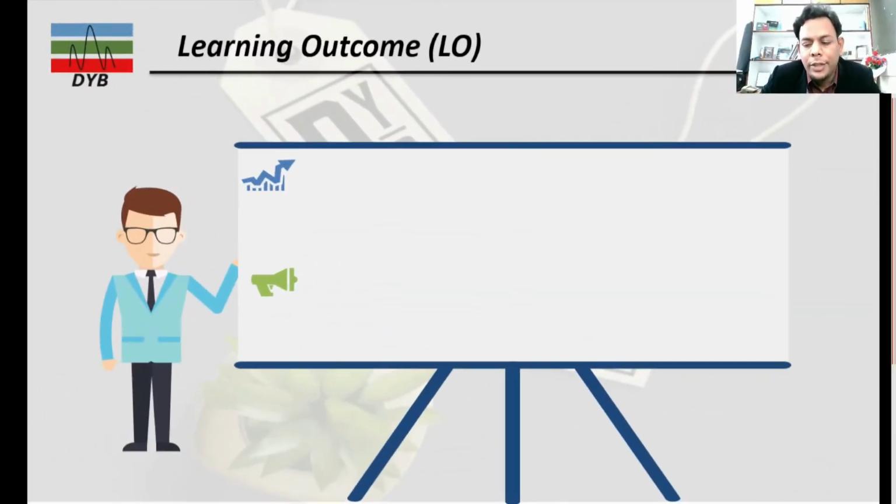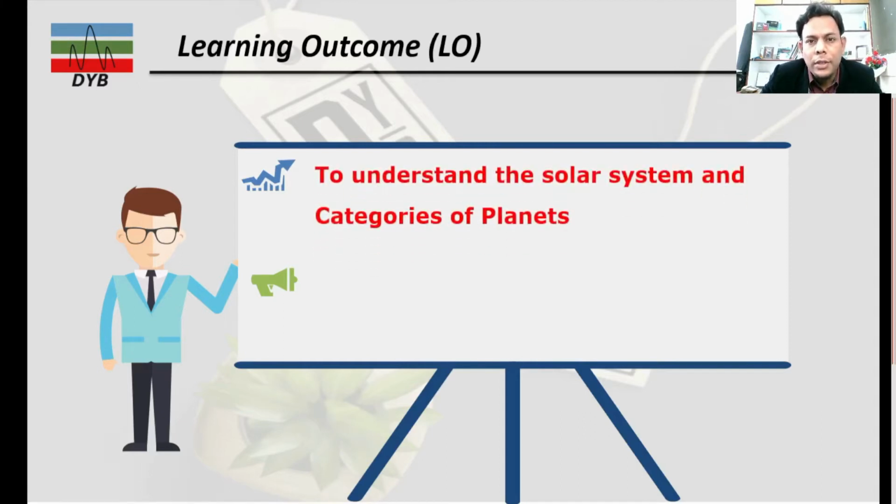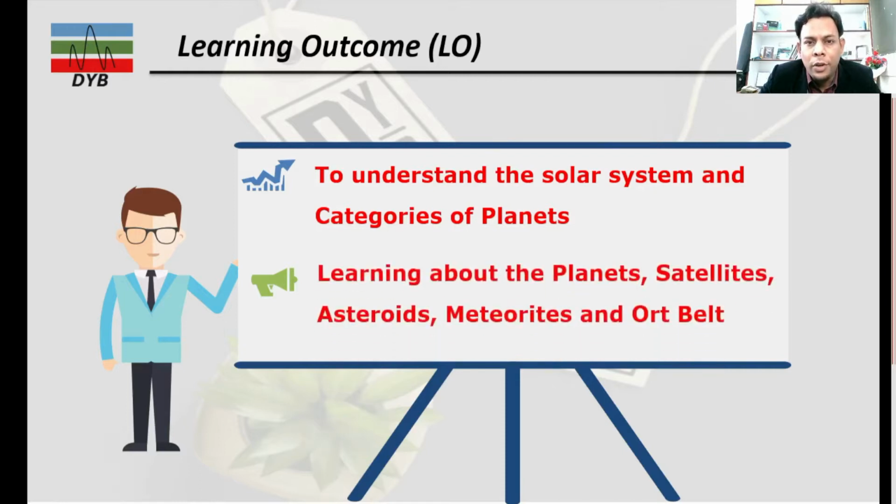Before I start the lecture, there are two learning outcomes. The first learning outcome or objective of this lecture is to understand the solar system and the categories of the planets which we have, like inner, outer, and these categories. The second objective is to learn about the planets, satellites, asteroids, meteoroids, and the Oort Belt, which make up our solar system. All these components together with the planets make the solar system.